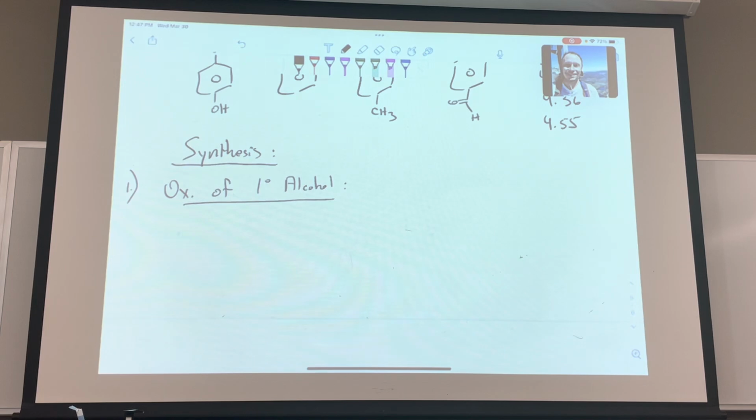Right? So simply take a primary alcohol, and you can use a whole host of different oxidizing agents. KMnO4, the dichromate reagents, Jones reagent, bleach, a whole bunch of different things will do it, to make the carboxylic acid.